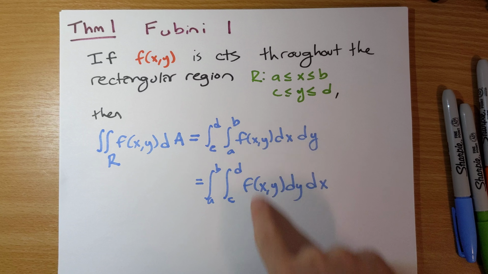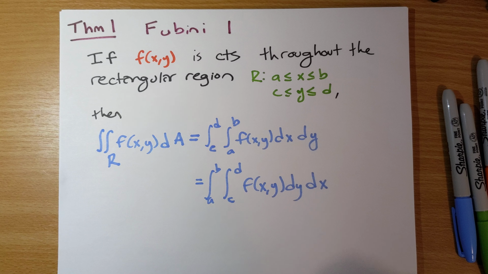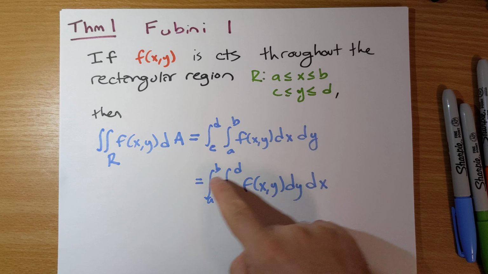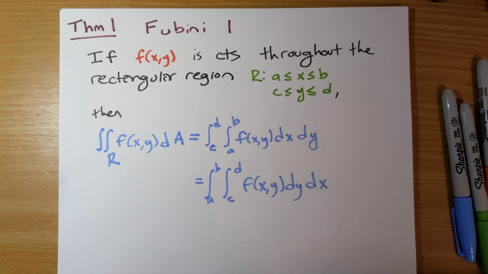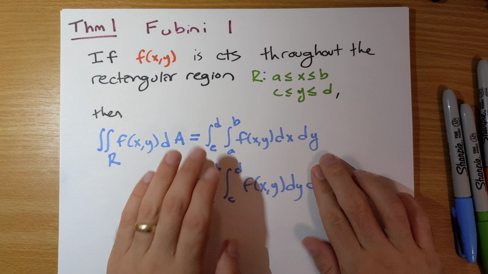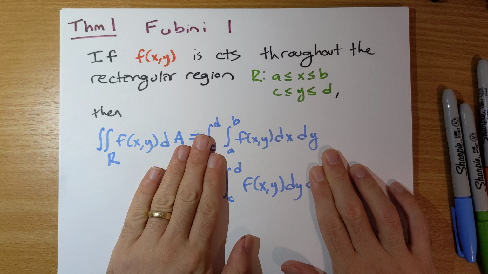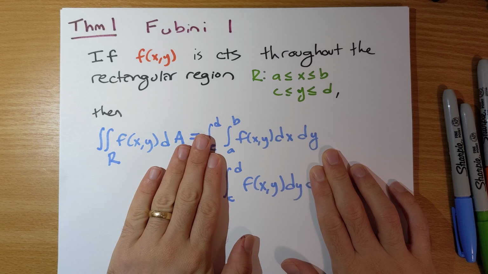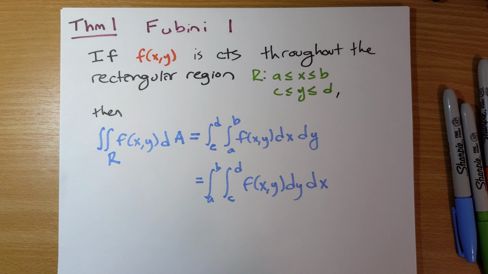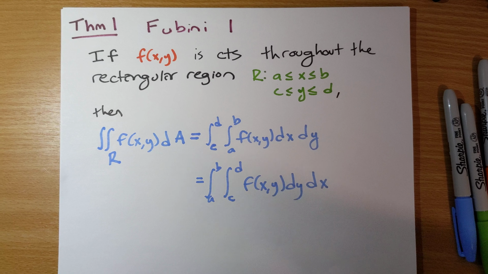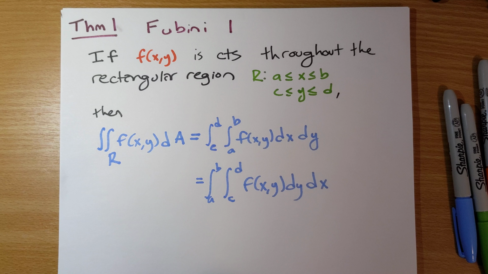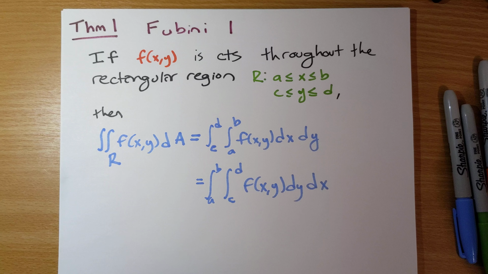And not only that, but this says that in this case of integrating over a rectangular region, we can do these two integrations in either order. So down here, we first integrate with respect to y. y runs from some constant c to some constant d. Then we take the resulting answer and integrate that with respect to x. And so these are called iterated integrals.